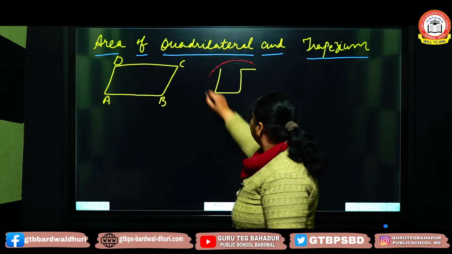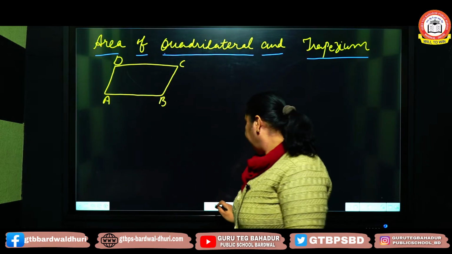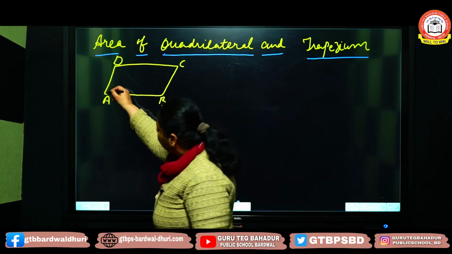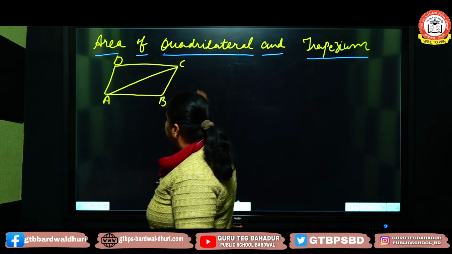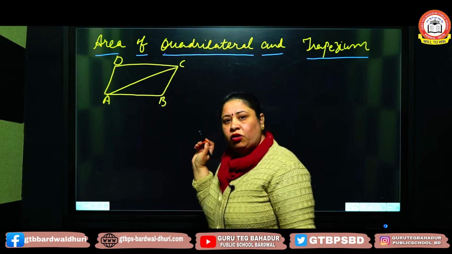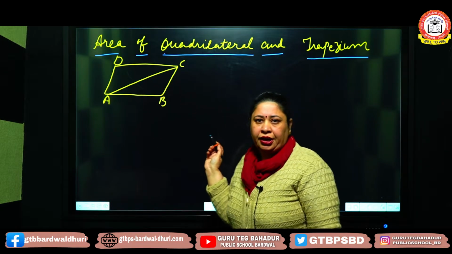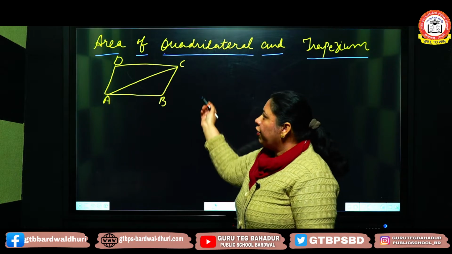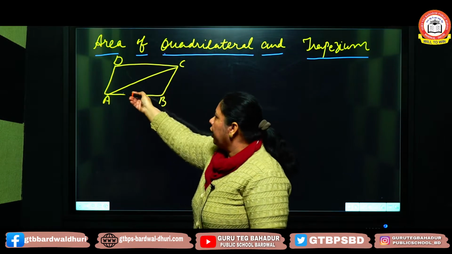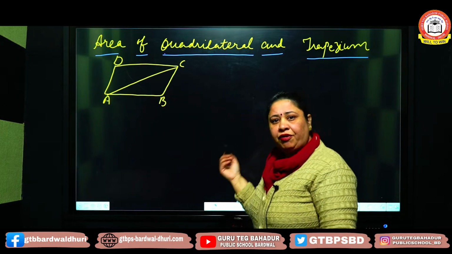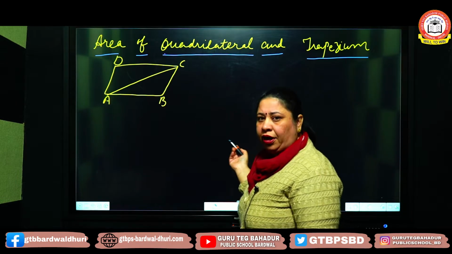First of all, I will divide this quadrilateral into two triangles. So I will join its opposite vertices. I have joined two vertices A and C. Now you can see I have divided this quadrilateral into two triangles. Now I will first find the area of triangle ADC, then I will find the area of triangle ABC. Then I will add them and you will get the area of this quadrilateral.